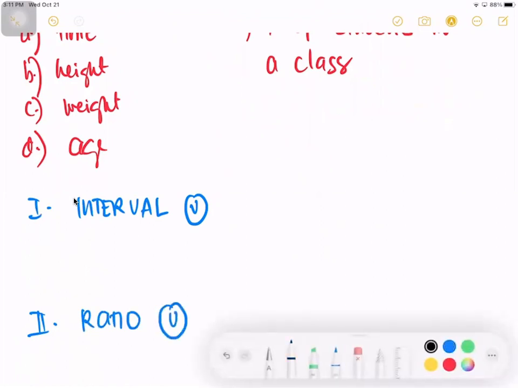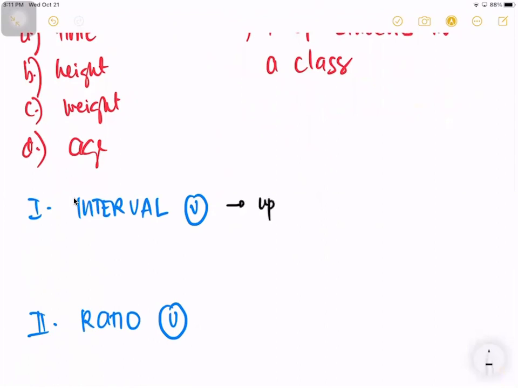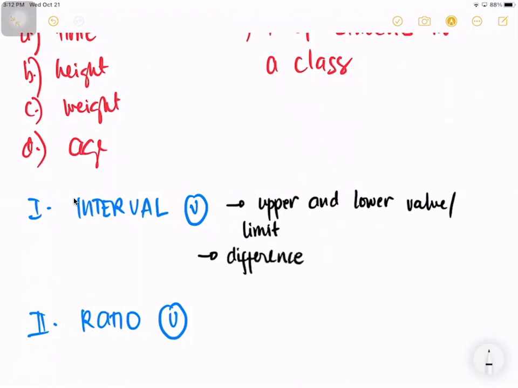So when you say interval variable, there is an upper and lower value or limit, and remember that the difference between these upper and lower limits has meaning. So the difference between two values has meaning.